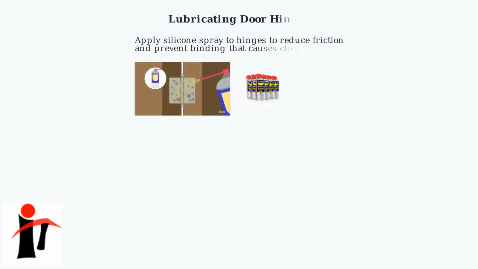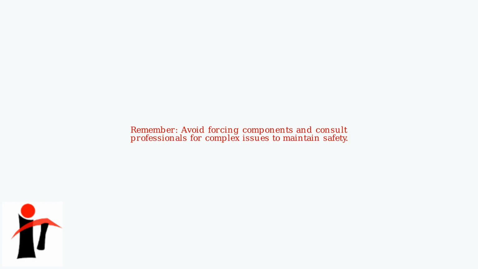Another simple DIY solution is lubricating the door hinges with silicone spray. This helps prevent binding and ensures smooth operation of the soft close mechanism. Use a product like WD-40 Specialist Silicone for best results. Always exercise caution with DIY fixes. Never force any components, as this could cause damage or safety hazards. These solutions work best for minor adjustments and should never compromise vehicle safety.